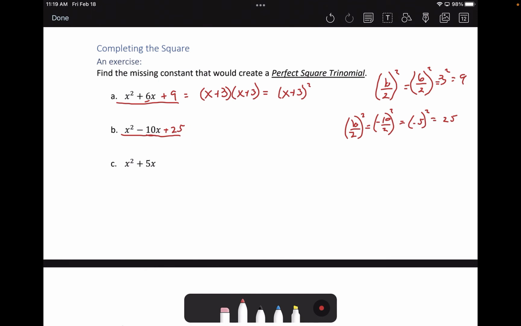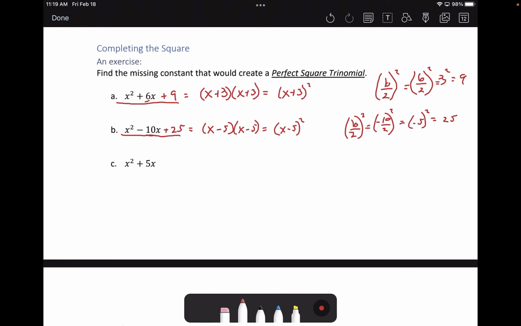And again, a perfect square trinomial means that when we factor this quadratic, we'll get two identical factors. In this case, x minus 5 times x minus 5, which we can simplify as x minus 5 squared.